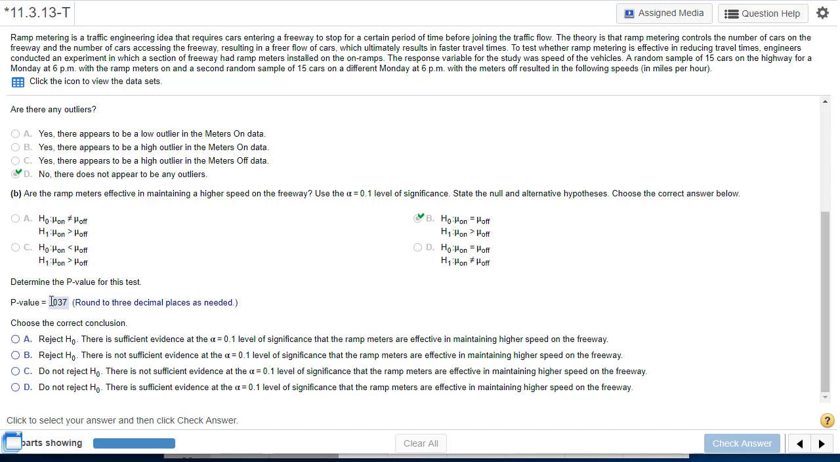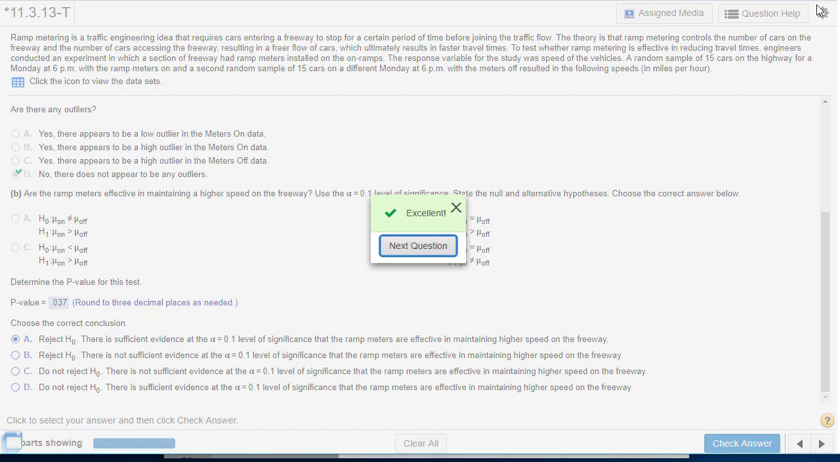Choose the correct conclusion. So in this case, I've got a fairly low p-value, particularly compared to alpha. Alpha was 0.1. I was willing to risk a little bit of type 1 error here of rejecting H0 when I shouldn't have rejected it. But I am going to reject H0, right? There is enough evidence to conclude at the 0.1 level of significance that the ramp meters are effective in maintaining higher speeds. Okay, so I hope that helps.